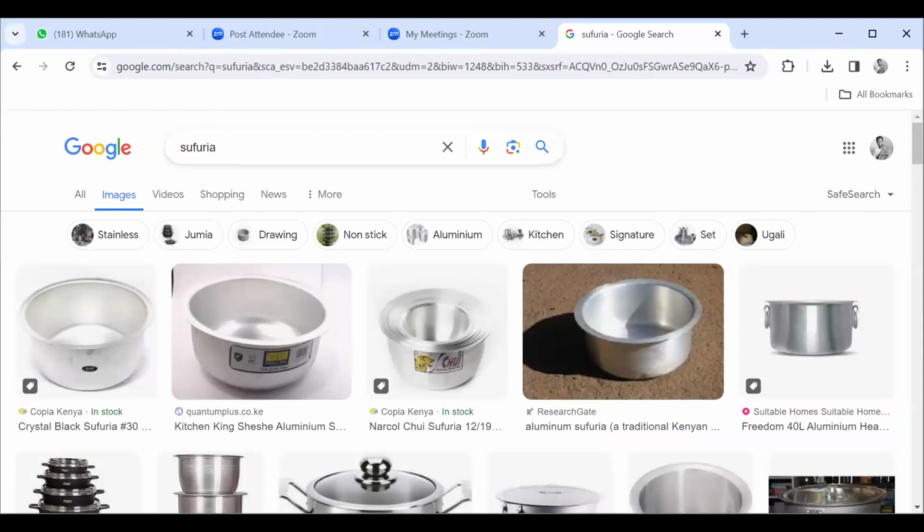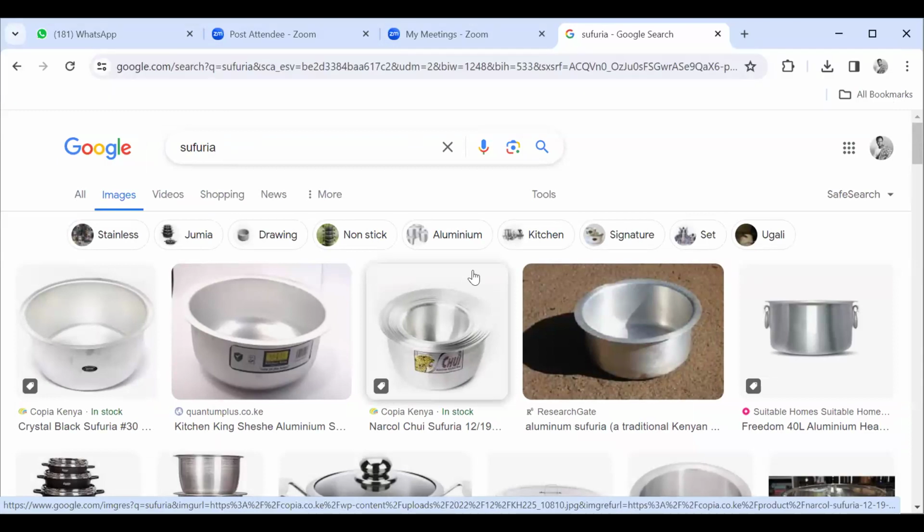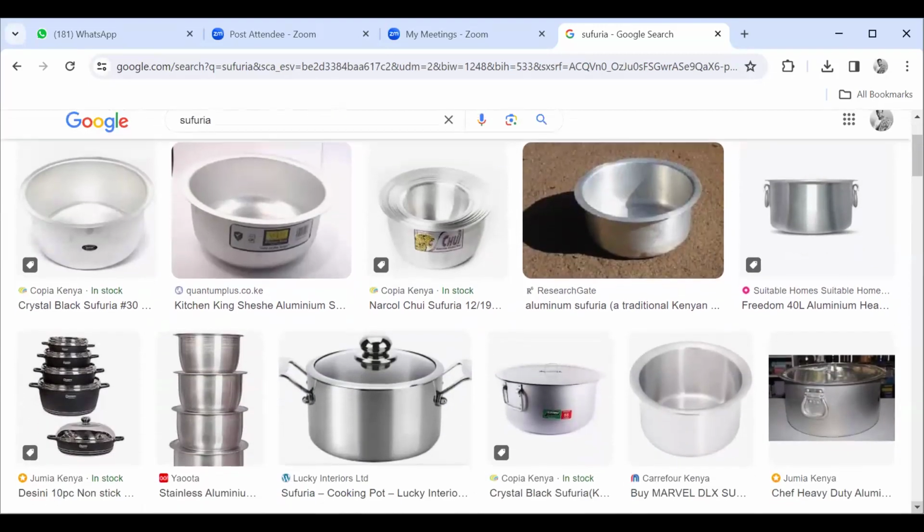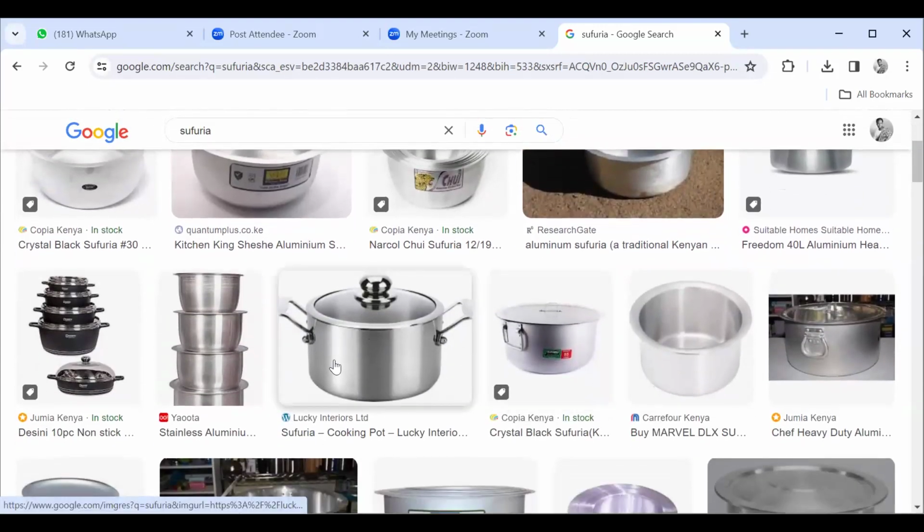So you put your viazi inside, then you put some water. Then you just allow it to boil for some time. Then it's ready. But there are people who use this modern one, this one you see here. I don't know if it cooks faster.